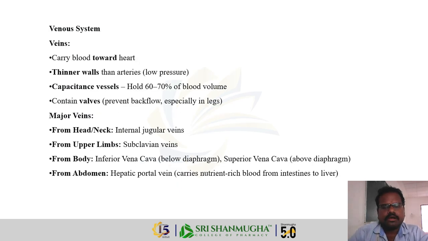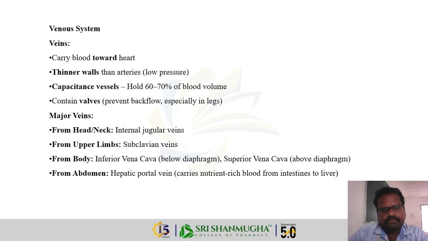Then the venous system. Like the arterial system, we have the venous system, where the deoxygenated blood is carried by the veins towards the heart. All the blood from the body will be carried to the heart; these vessels are called veins. They have much thinner walls than arteries. They are capacitance vessels that hold 60 to 70% of the blood volume and contain valves.